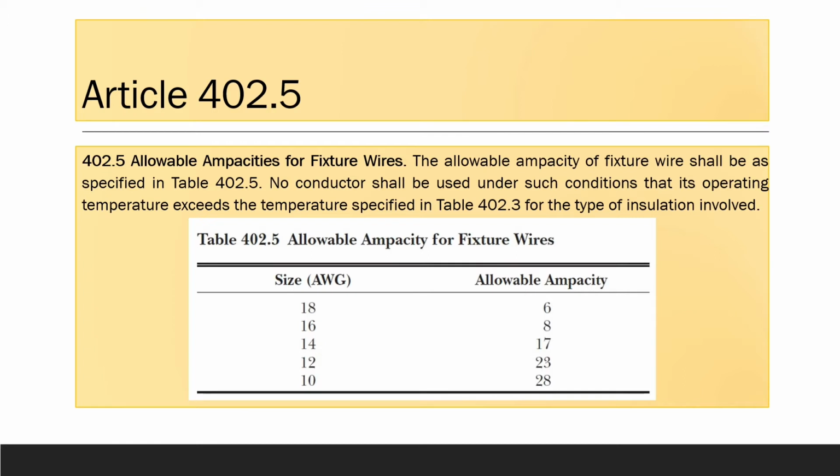So here is the table of allowable ampacity for fixture wires. There are sizes 18, 16, 14, 12, and 10. And its allowable ampacities are 6, 8, 17, 23, and 28.